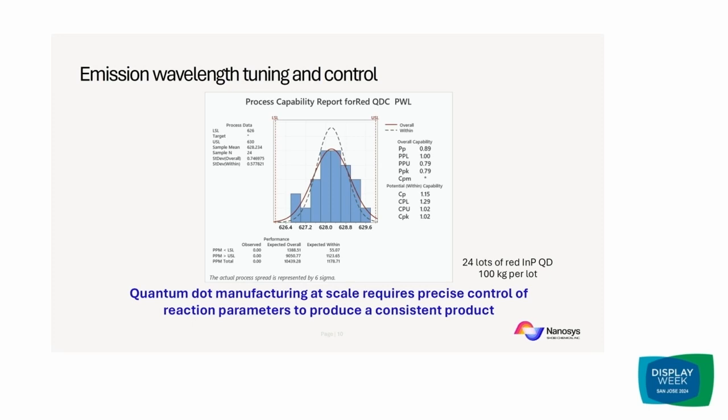What I'm showing here in this graph is a process capability chart for material. In this case, these are syntheses of red indium phosphide quantum dots at 100 kgs of quantum dots per lot, so incredibly large scale. We're targeting a center peak wavelength of 628 nanometers to achieve red, with an allowable upper and lower specification limit of 2 nanometers, and you can see that all of these 24 lots are conforming within the limits that are set.